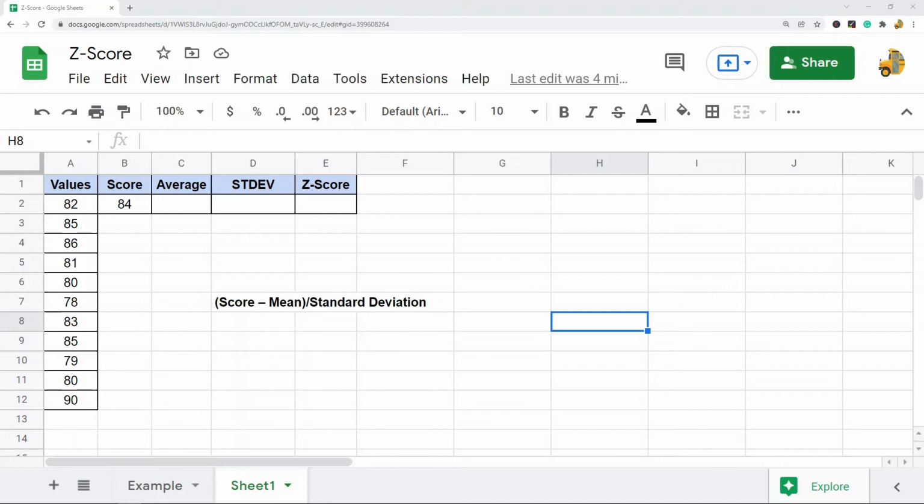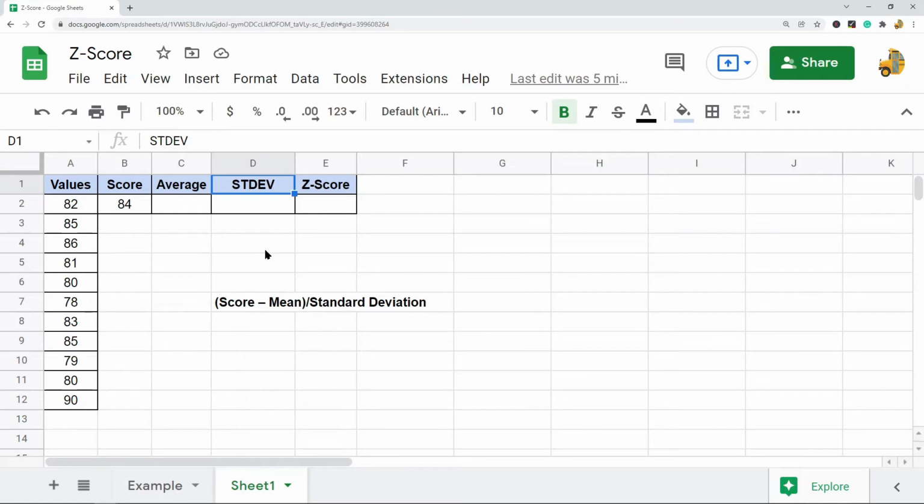And so what I'm going to show you how to do is calculate this in Google Sheets. The basic formula for Z-score is score minus mean divided by standard deviation. So that is what we are going to calculate in our spreadsheet. This is my list of values, and this is the data point or the score that I want to find the Z-score for. Since this is our formula, score minus mean divided by standard deviation, I need to get the mean and I need to get the standard deviation in order to calculate the Z-score.